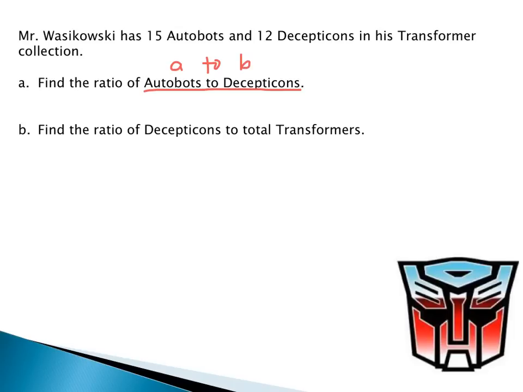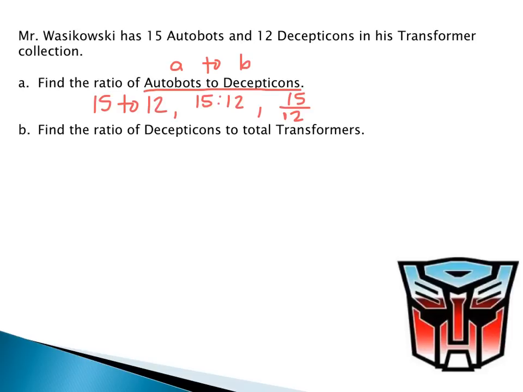The number of Autobots I have is 15, and I can compare that to the number of Decepticons, which is 12. So one way I can write it is 15 to 12 as a ratio. The second way is using the colon, 15:12, which again reads the ratio of 15 to 12. And the last way, which I want you to get more used to, is writing it as a fraction, 15 over 12, which again means the ratio of 15 to 12.